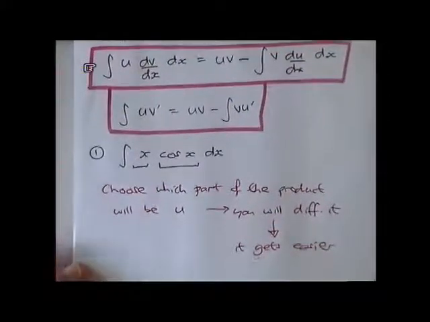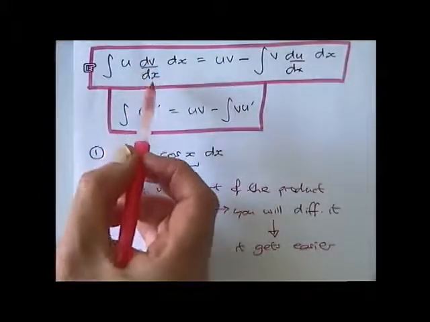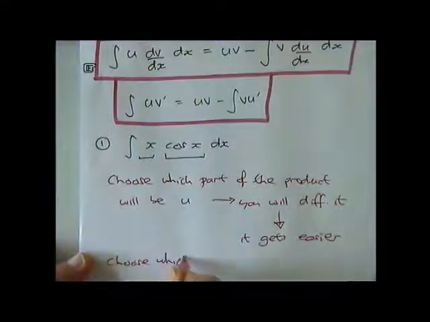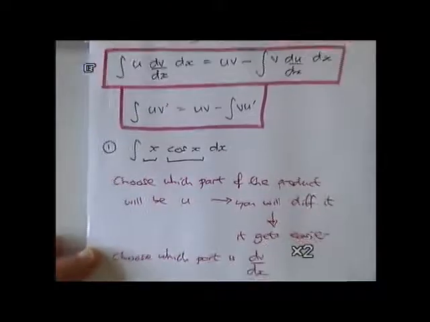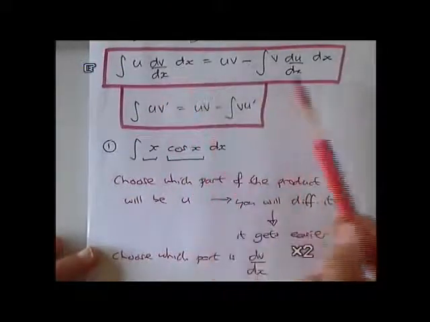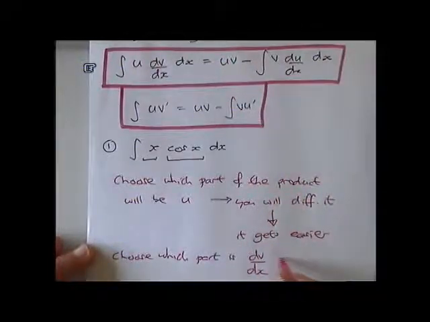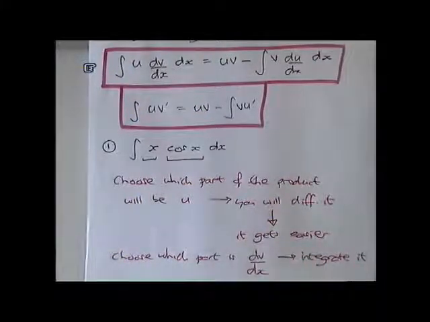So you choose one bit to be u. The other thing we've got to choose is what bit's going to be dv dx. Well, it's obviously got to be the other one. So you've got to choose which part is dv dx. What happens to dv dx? Over here it becomes a v, so you have integrated. So that one, you will integrate it. When you choose it, you've got to be able to integrate it. If you can't integrate it, then it's a bad choice for dv dx.